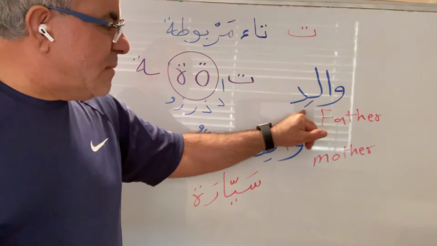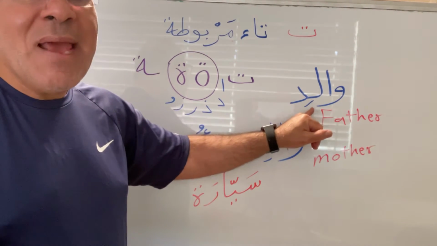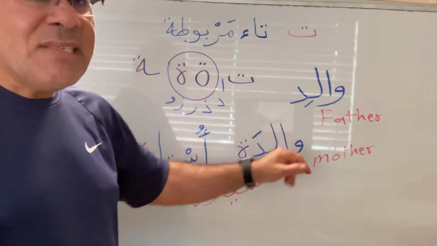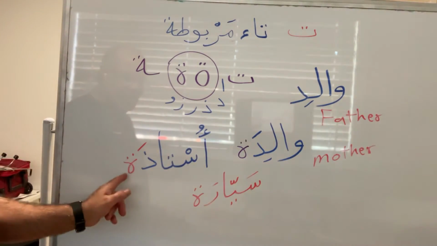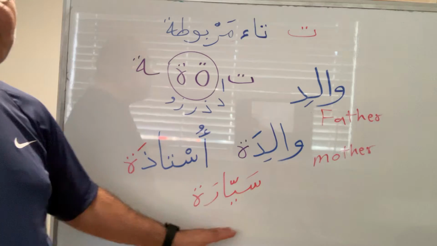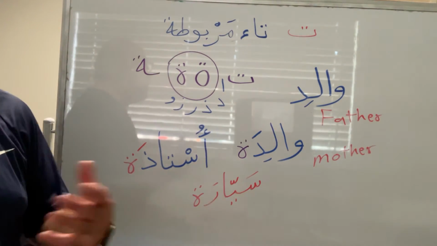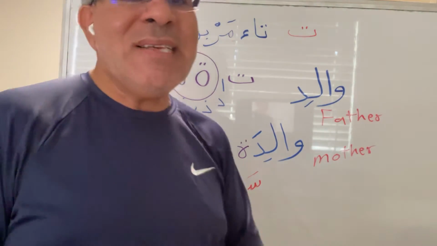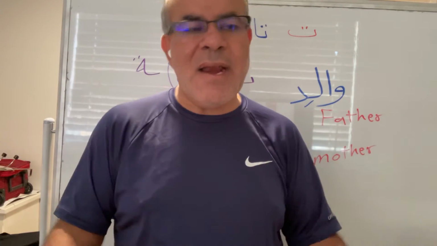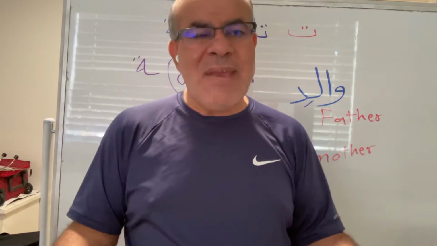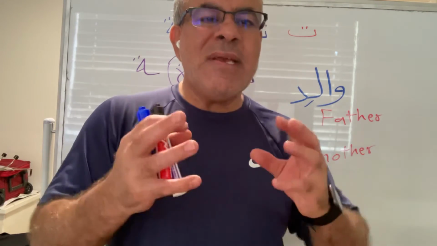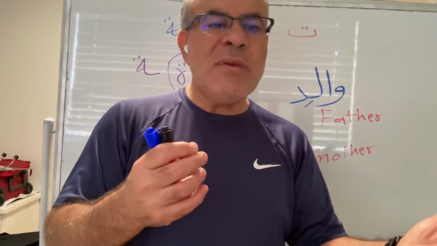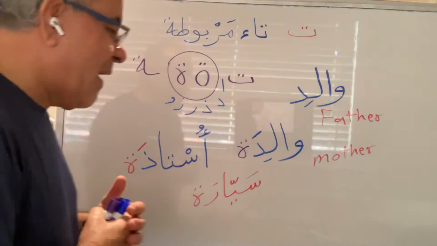And we can add ta marbuta to the masculine to make it feminine, like walid, walida, ustad, ustada, or some words come automatically with ta marbuta to show us it's a feminine noun, like sayyara, madina, jami'a, madrasa, and so on. Every noun in Arabic that ends with ta marbuta, we can consider it a feminine noun.